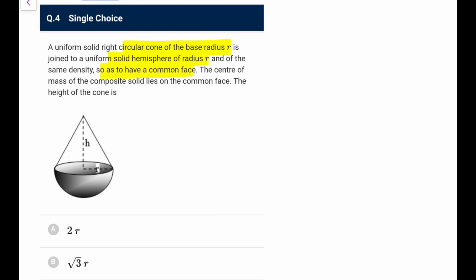So first of all, what we know: for a solid circular cone and a solid hemisphere, for the solid hemisphere the CM will be at this distance, which you call 3r by 8. And for the cone, the CM is at a height of h by 4. And now the common face is coming out like here. So what would be the relationship? Because the CM is here, mass of cone into h by 4 should be equal to mass of hemisphere into 3r by 8. This is the first thing.